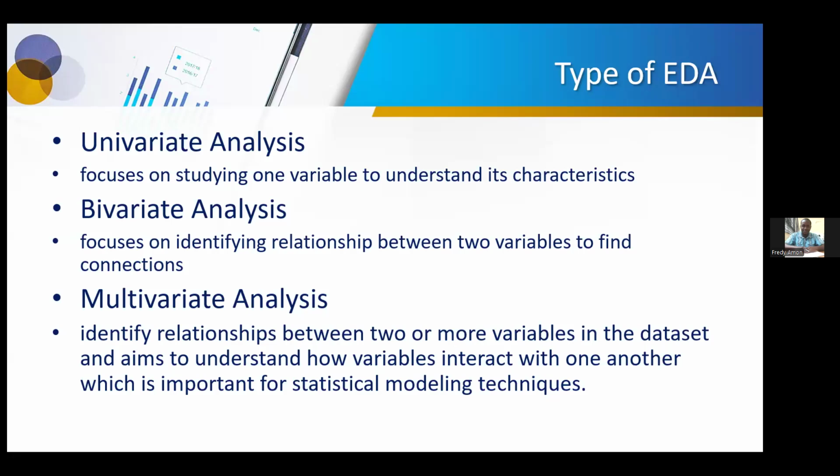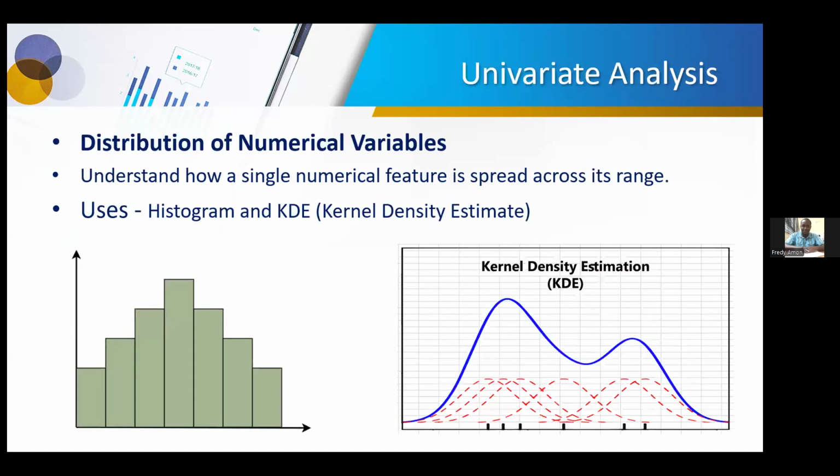And then multivariate analysis will be identifying relationships between two or more variables in the data set and aims to understand how variables interact with or affect one another, and which is important for statistical modeling, which is not important. So for these three types, we are supposed to be learning the theory of each one. And when it comes to the demo after the break, we'll need to do a demo for each of these three types of exploratory data analysis.